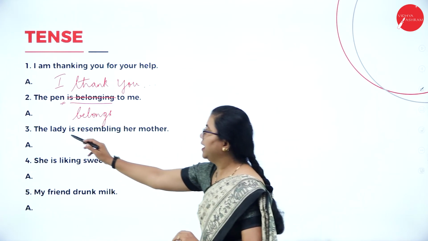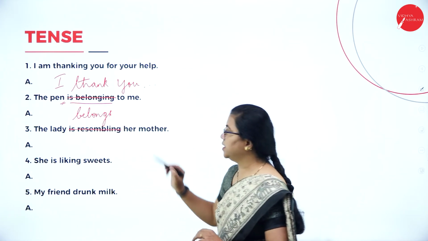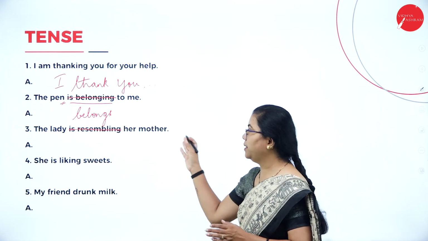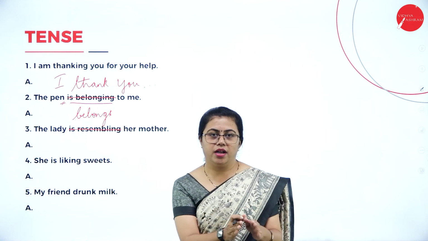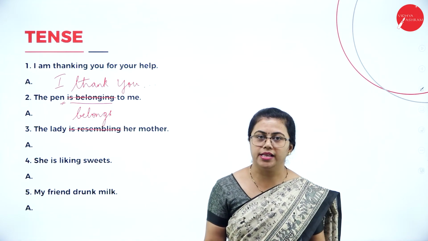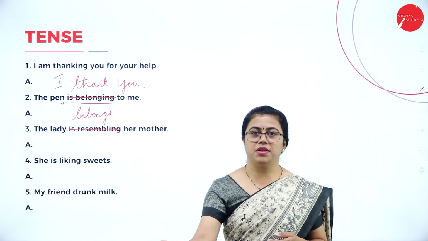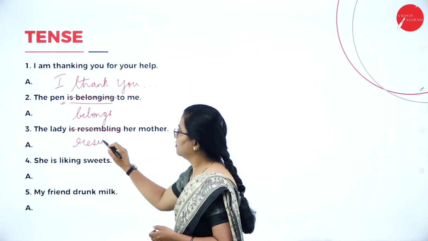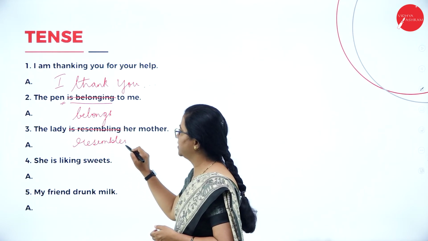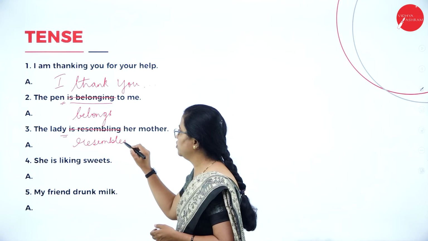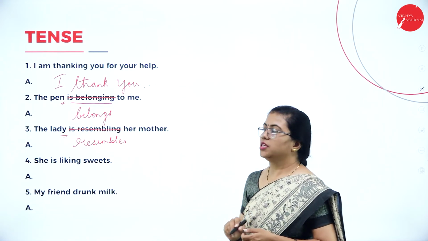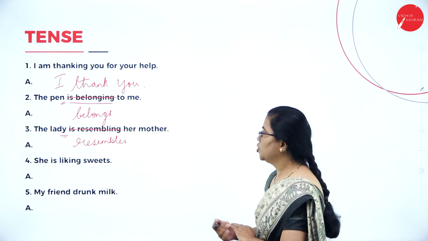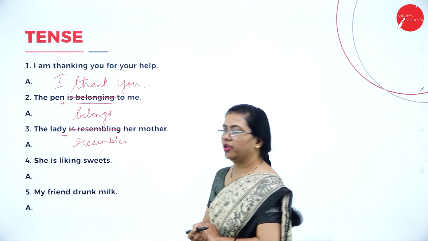Then the lady is resembling. Again, continuous tense. It has to be changed to the simple present tense. The lady is resembling her mother. Means that lady only now at present she is resembling her mother. Is it? She always does resemble her mother, isn't it? So here the lady resembles. I am using it with s because this is singular. I have to use s over here. So if that was plural, the ladies resemble their mother. So here it is singular, so I have used a singular verb.